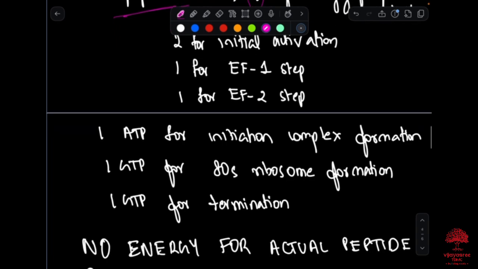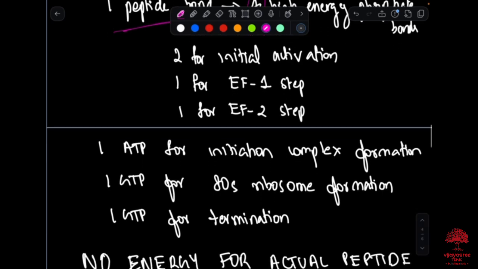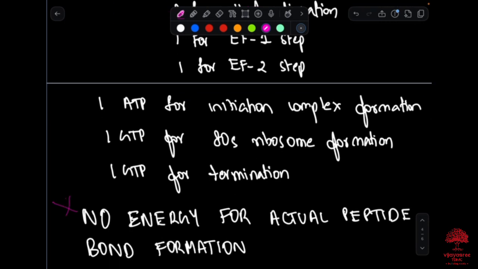Along with that, we require 1 ATP for the initiation complex formation, 1 GTP for the 80S ribosome formation, and 1 GTP for the termination step. All of these are discussed in each individual step. A very important point is that no energy is required for the actual peptide bond formation. This is because the amino acids are already activated in the initial activation step. Hence, no energy is required for the formation of the peptide bond.